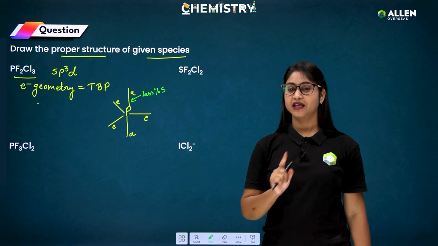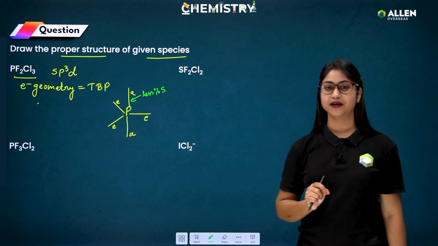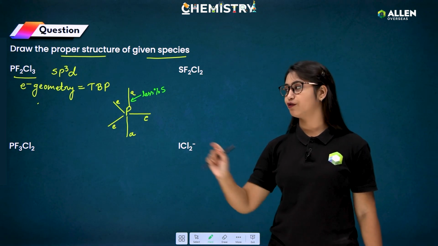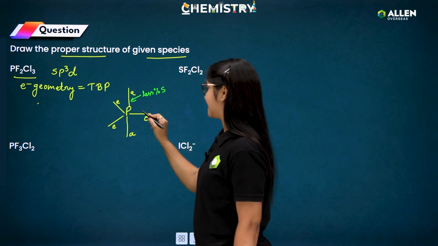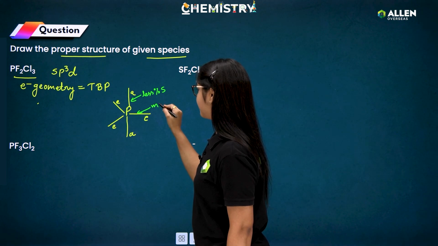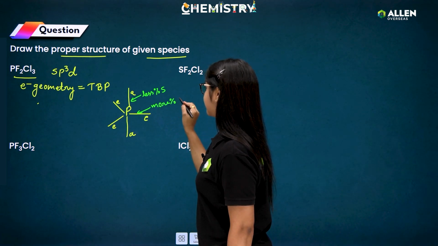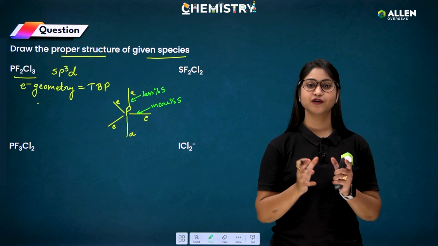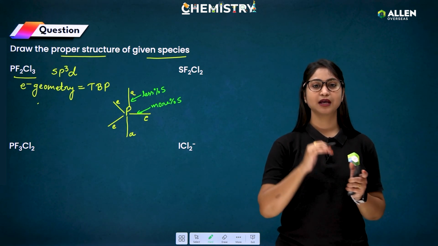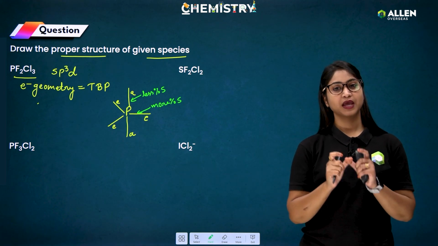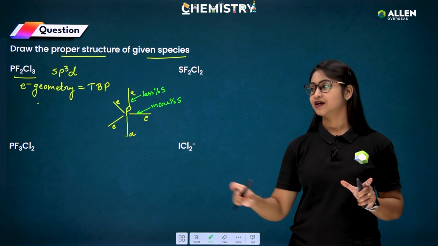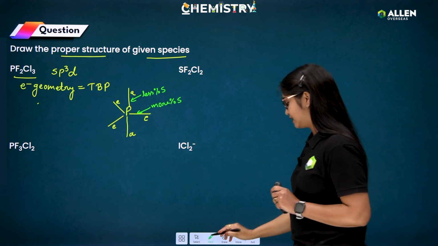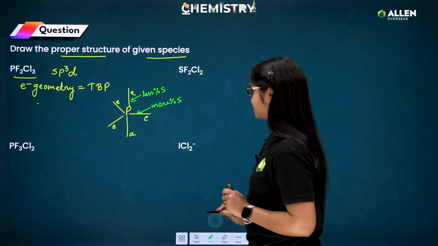On the other hand, if I have to place the lone pair, then the lone pair will be placed at equatorial positions, because comparatively the equatorial positions have more percent s character. So that's why in TBP geometry, whenever you have to place a highly electronegative element, place it on the axial position and place the lone pairs along the equatorial positions, right? Understood? Now let's make the proper structure.